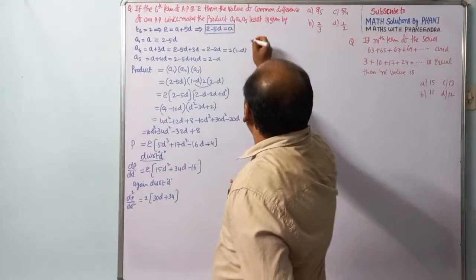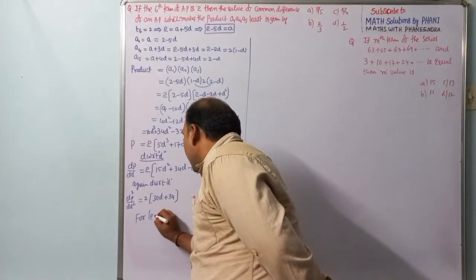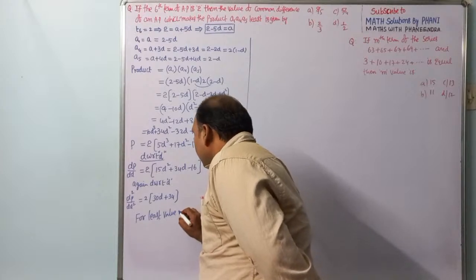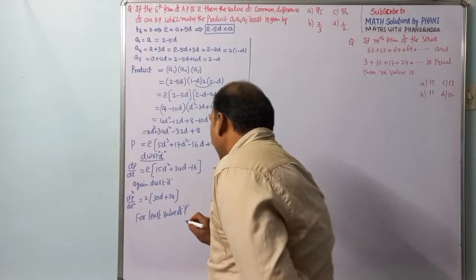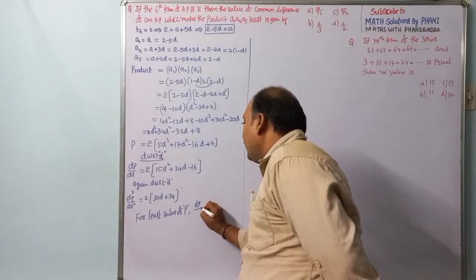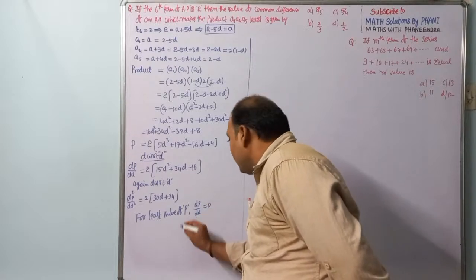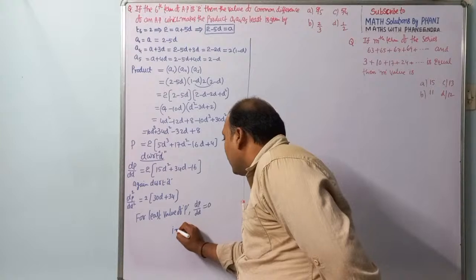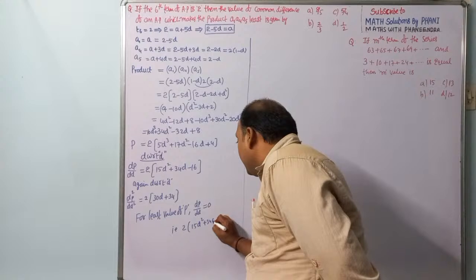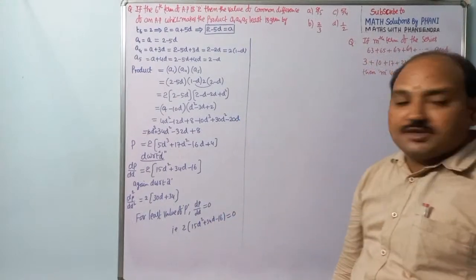For maximum or minimum, for least value of P product, dP by dD is equal to 0. That means differentiation with respect to D. The 2 also bring outside, that will come 2 times of 15D square plus 34D minus 16 equal to 0. So factorization, we need to do that.